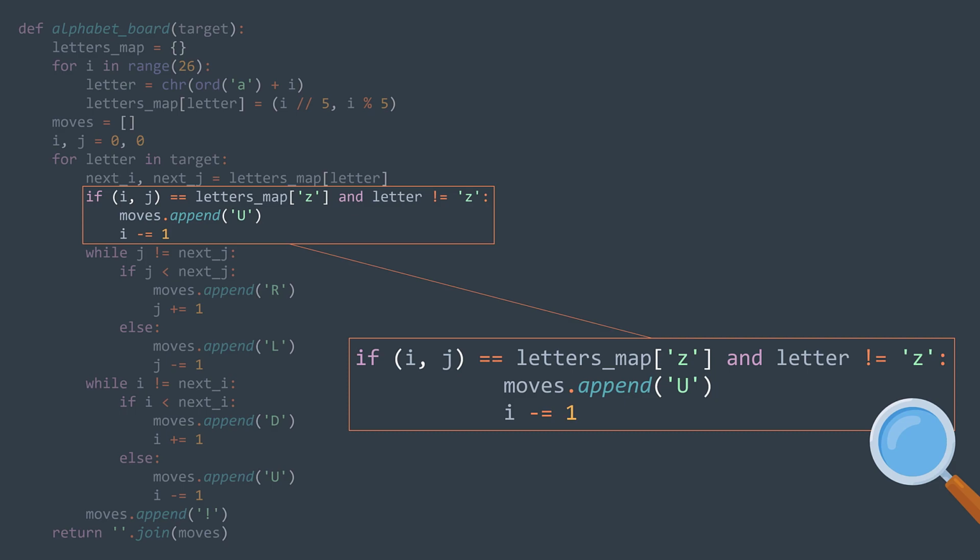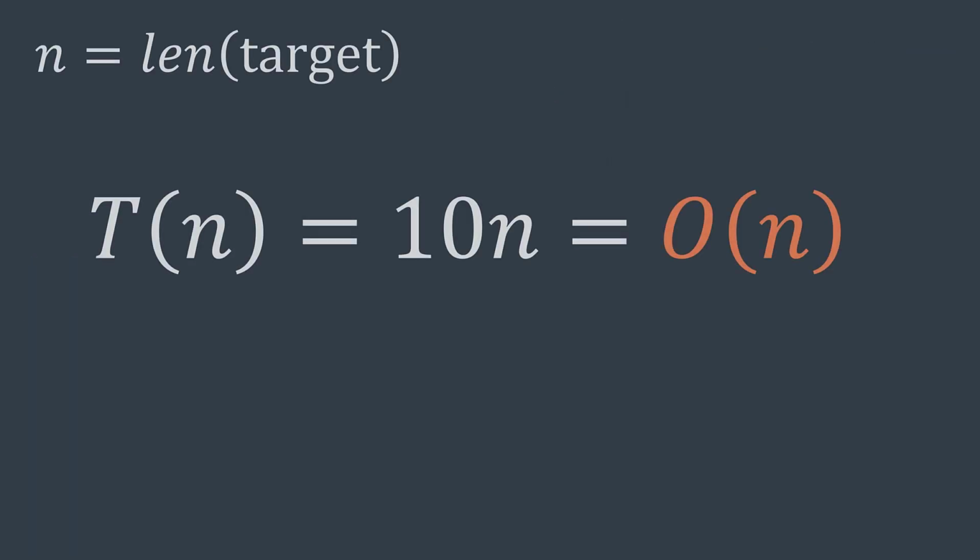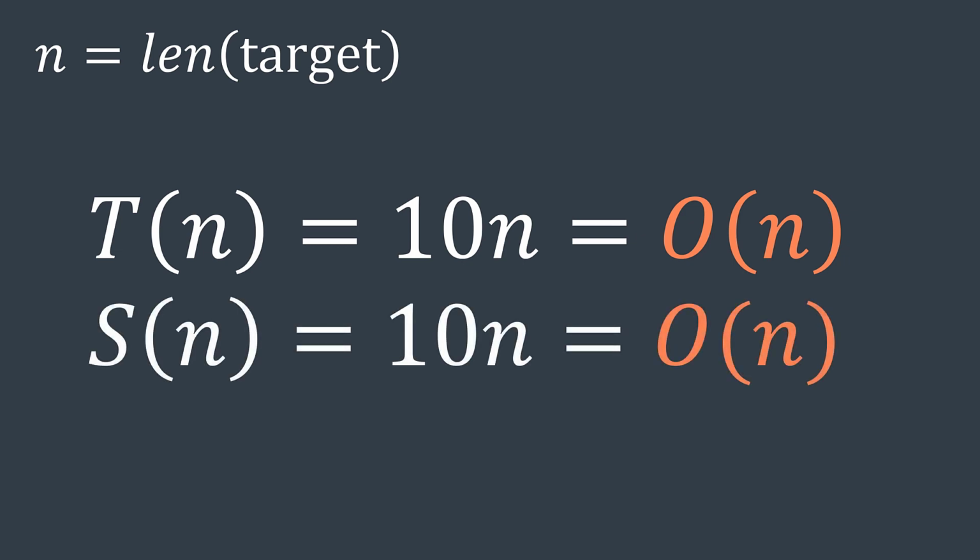We wouldn't have these edge cases with a full board, but because this board has missing cells, we need to handle edge cases. Now we can say that we solved the problem. For the time complexity, the maximum distance between two letters is 9, so we may need 10 moves for a single letter, 9 to move in the board plus 1 to write the letter. And we have n letters to go to, where n is the length of the target. We get 10n, which gives an O of n time complexity, because 10 is a constant. And for the space complexity, we have at most 10n moves to store, which gives an O of n space complexity.